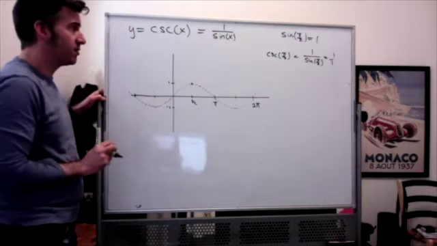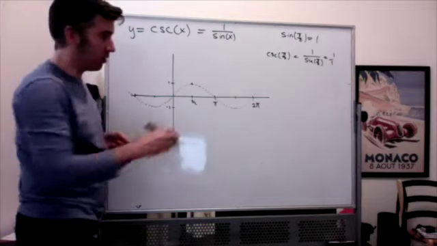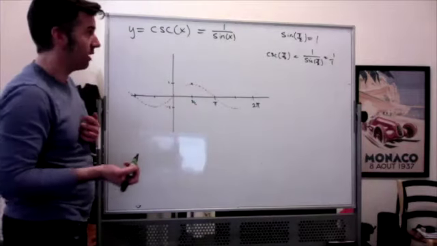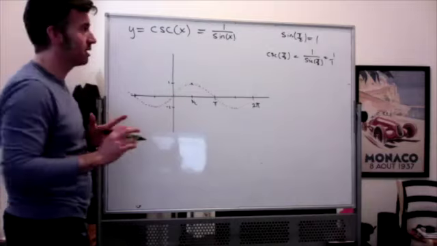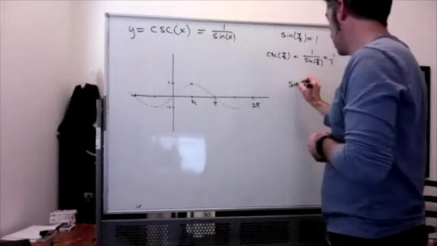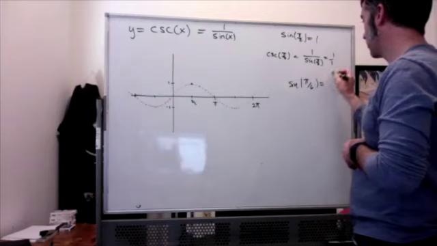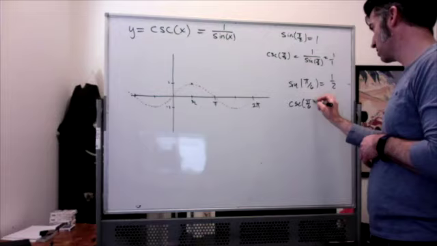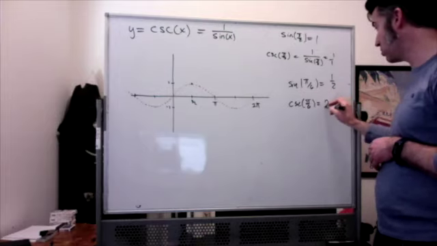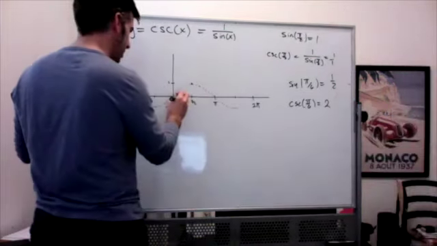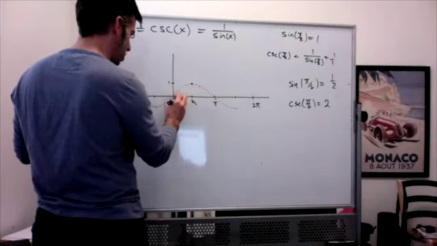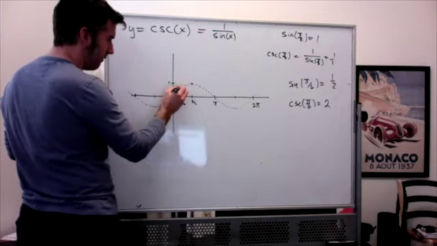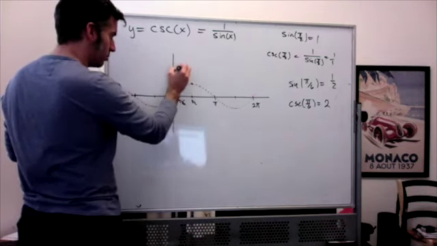But now here's the idea. As the sine values get smaller, the cosecant values get larger. Specifically, here's another one that's nice. I know that sine of pi over 6 is 1/2, which means cosecant of pi over 6 is the reciprocal of that, which is going to be 2. So over here at pi over 6, which is about here, my sine value is 1/2. My cosecant value is 2.